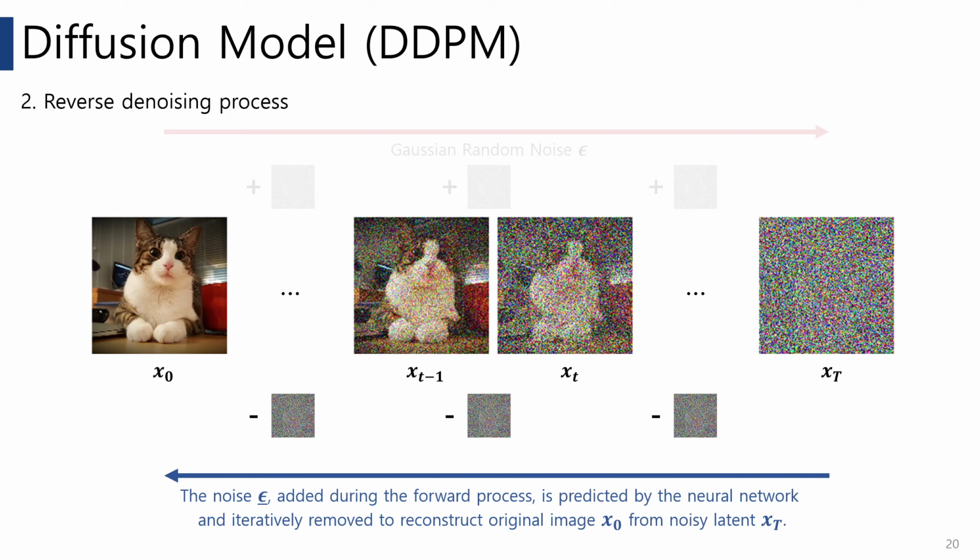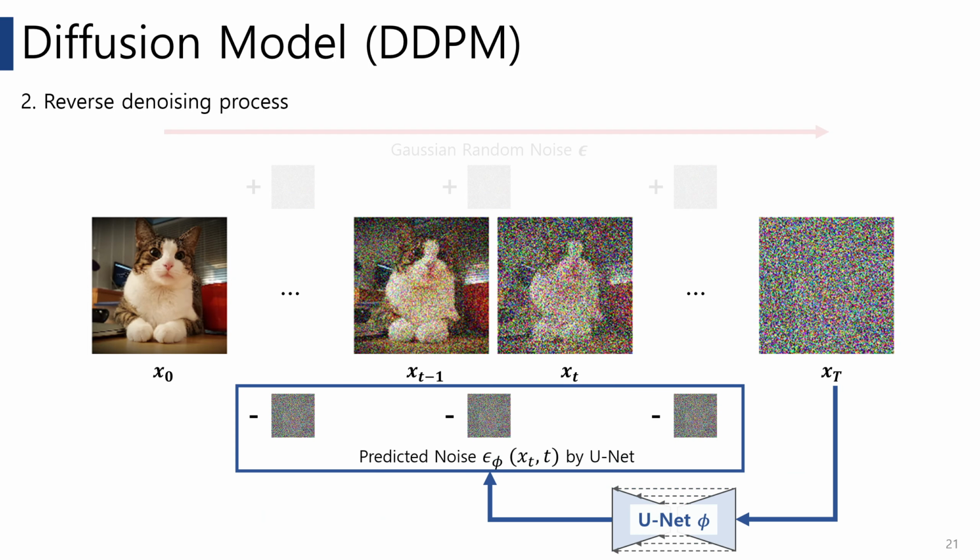The second step of the diffusion model is the reverse denoising process, where the goal is to remove the noise from the noisy latent xt to recover the original image x0. To do this, the model predicts the noise that was added at each time step during the forward process and removes it step by step. This task of predicting the noise epsilon is handled by a neural network like UNet.